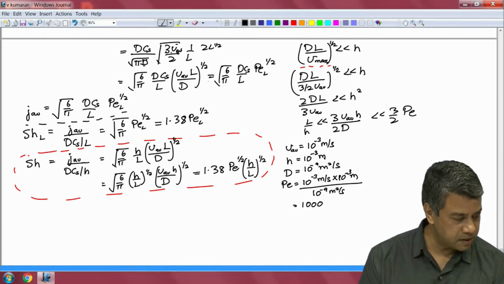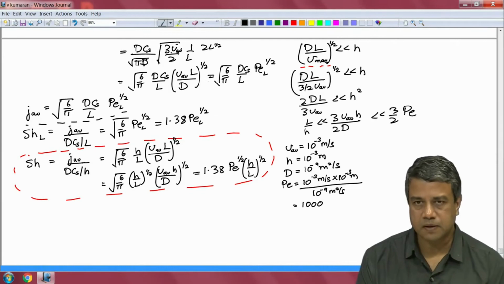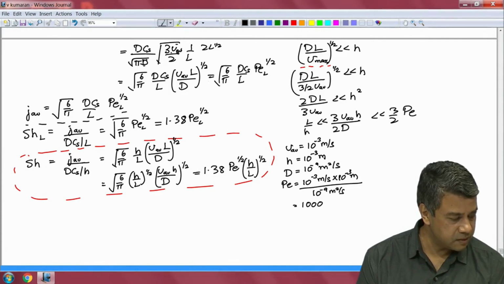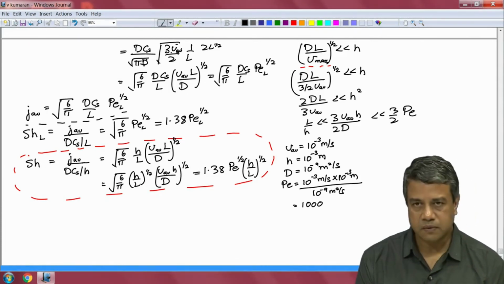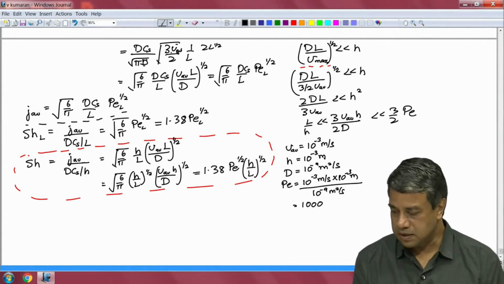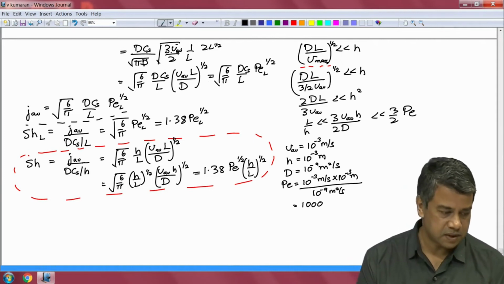For example, we had solved the problem of flow down an inclined plane, and if you put in the conditions for that, you will find that the velocity for a 1 millimeter film of water down an inclined plane is about 3 meters a second. So, in that case this ratio becomes even much larger.